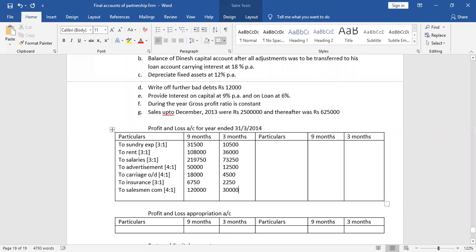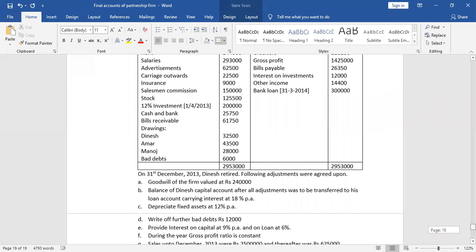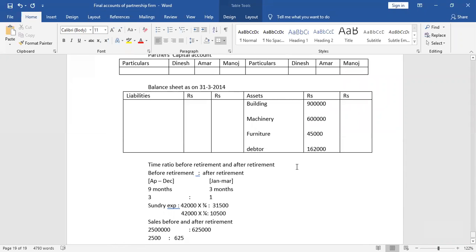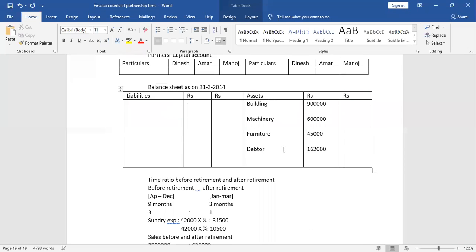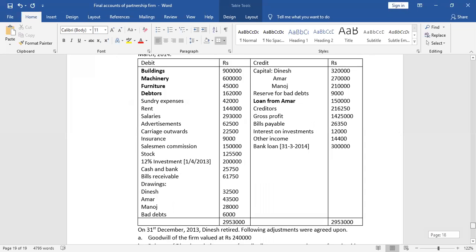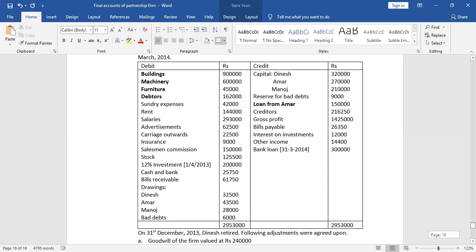Then we have, after salesman commission, stock, but which stock is this? This is closing stock because gross profit is given. 125,500. So after the adjustment, we will write here the stock amount in the last column, 125,500. And after stock, we have 12% investment.